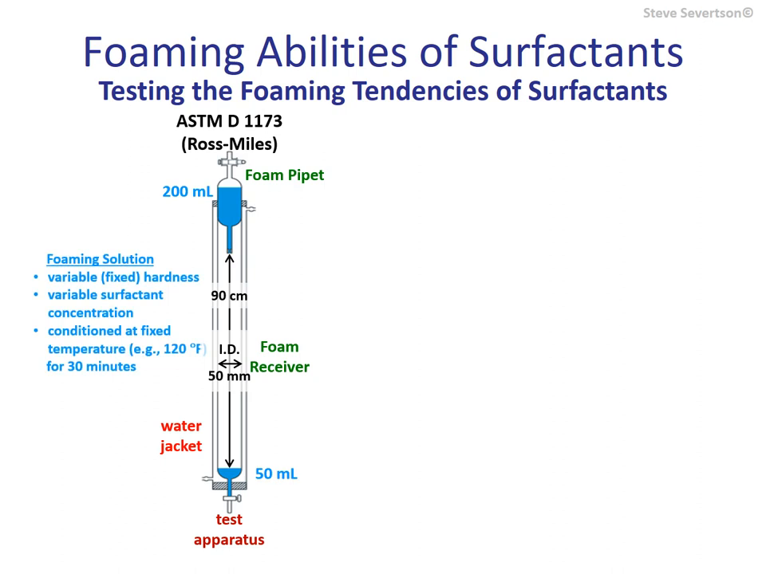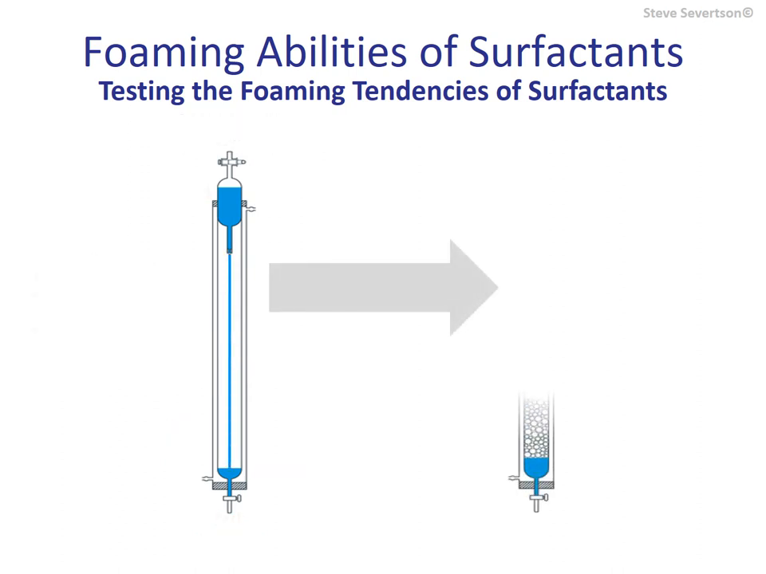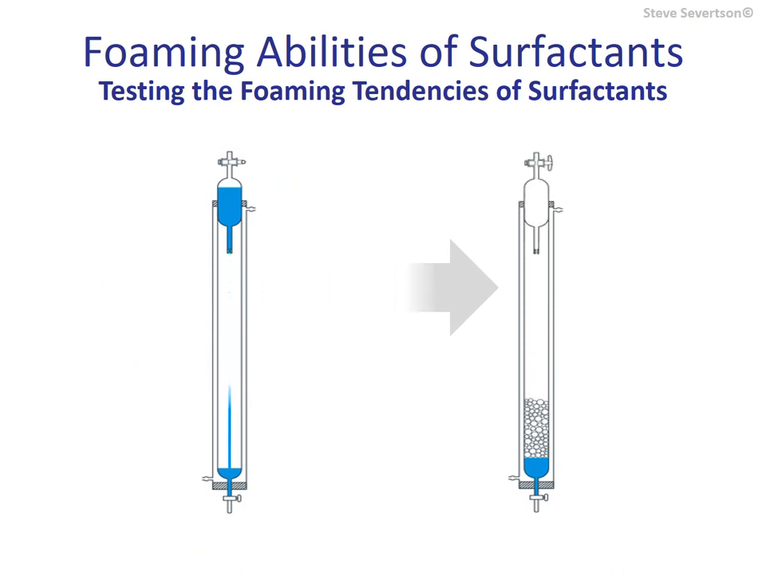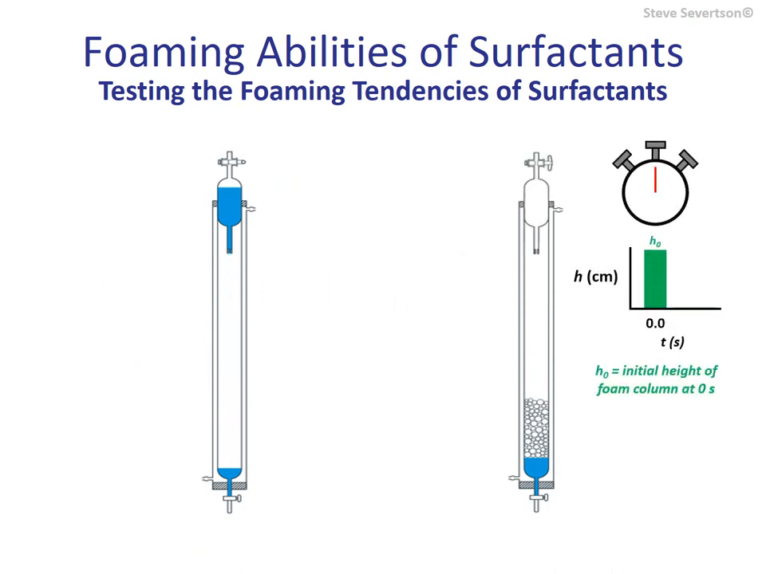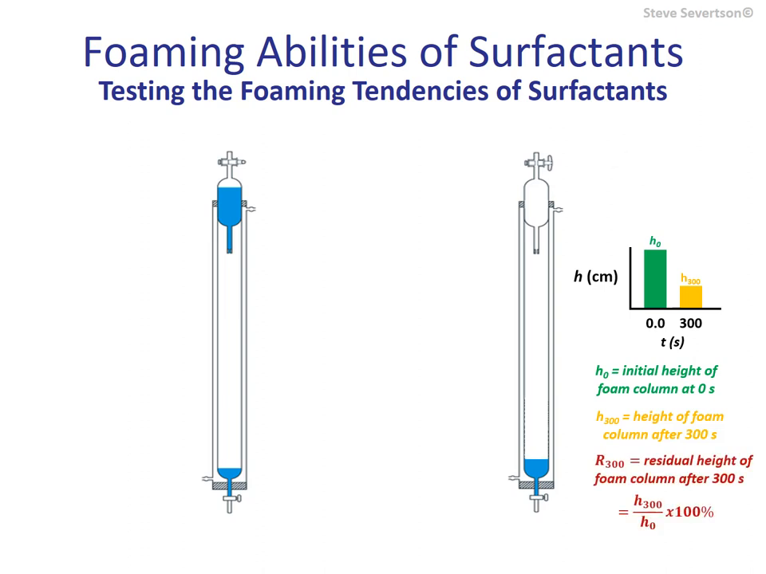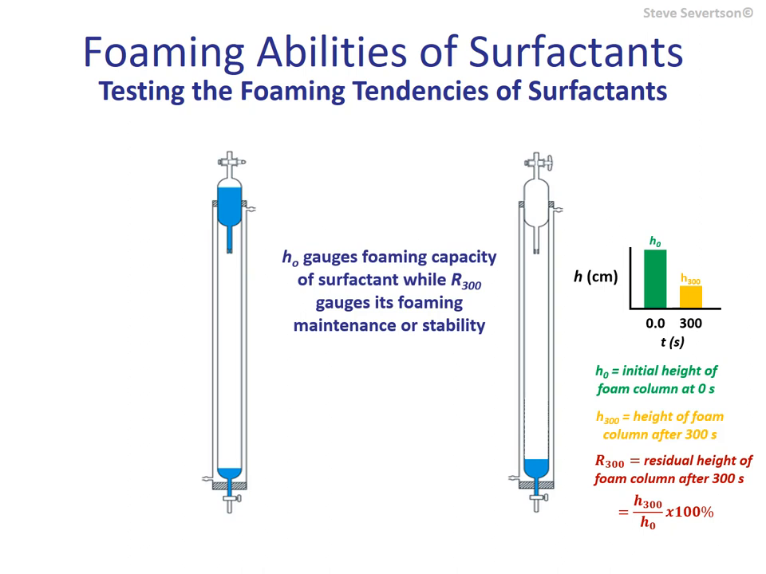During testing, we empty the surfactant solution from the pipette into the solution held by the receiver to generate a column of foam. The initial column height, H0, is recorded along with changes in column height as a function of time. By convention, the most common values reported for this test are the initial foam height, H0, which is considered a measure of foamability, and the foam column height after 300 seconds or 5 minutes, which is designated H300. The ratio of H300 to H0 in terms of percentage, designated here as R300, is also commonly reported, which is considered a measure of a foam's stability.